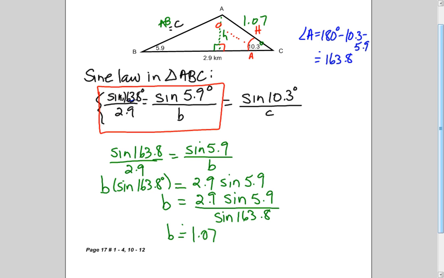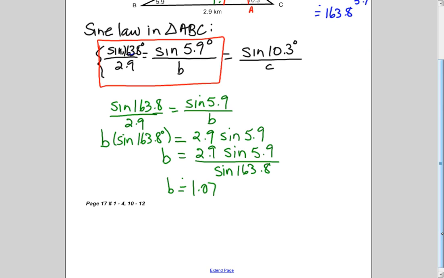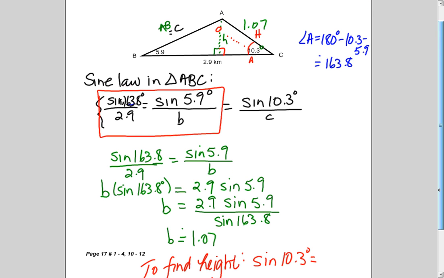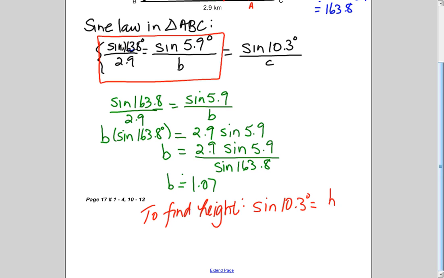So opposite over hypotenuse is sine. So to solve for the height, I'm going to use sine of 10.3 equals opposite over hypotenuse is little h over 1.07. To get the height, and that was a rounded decimal, so I'll put approximately equal to. I'm going to multiply both sides by 1.07, and I will have a height of 0.19.